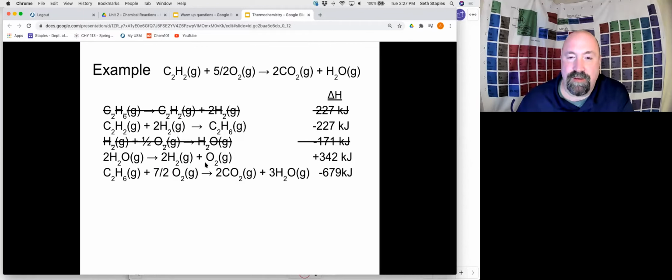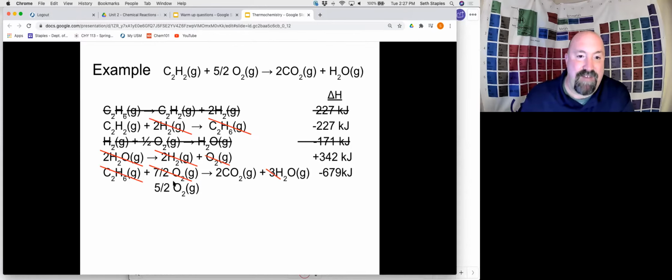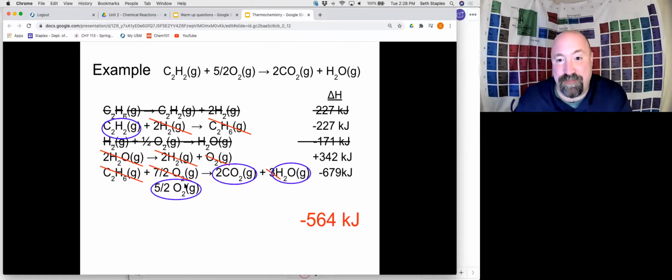I also have one full O2 as a product. So that one full O2 as a product can disappear. When I do that, that's going to get my 7/2 O2 down to 5/2 O2. And so that's the replacement here. But again, what this tells me, now that I've canceled everything, I look at what I have left, and everything that I have left is what I want in my target equation, which means that I can now add up my enthalpies that I have, and I'll be left with the actual final answer.